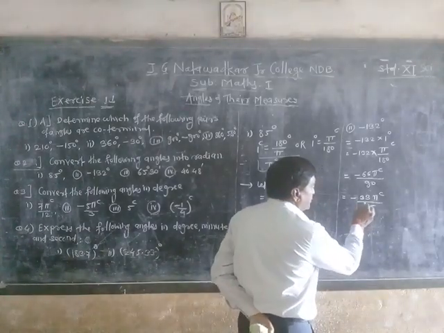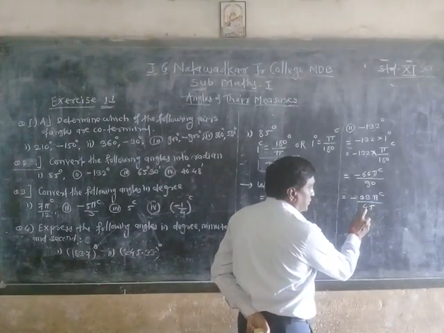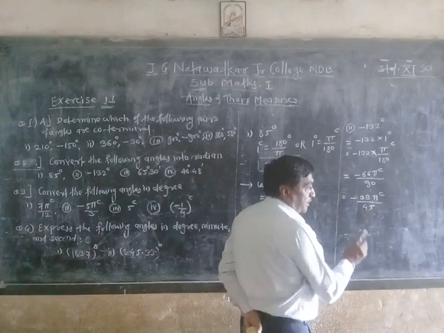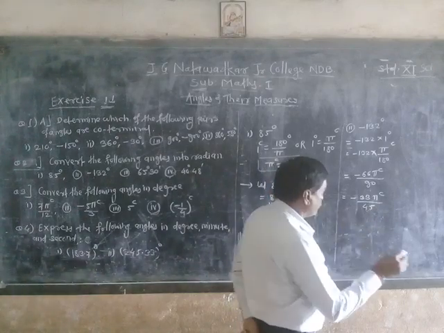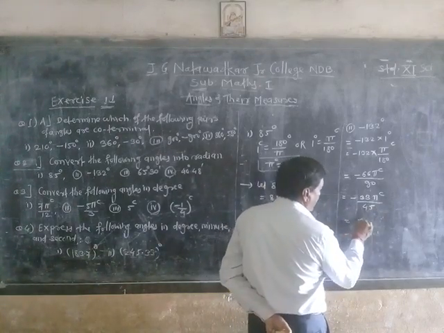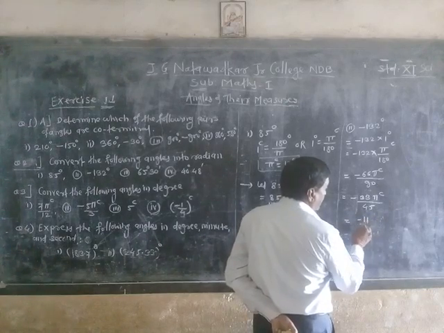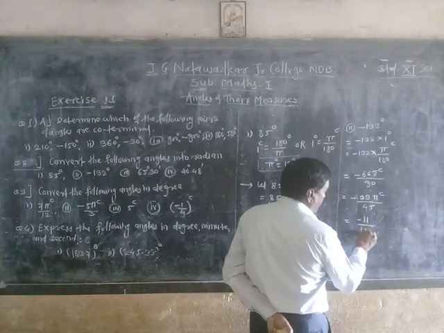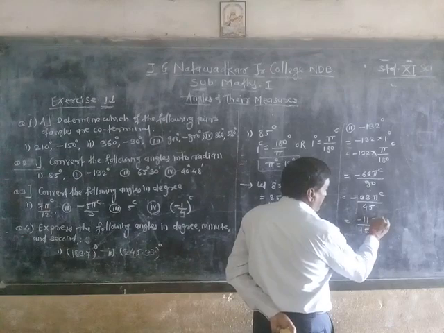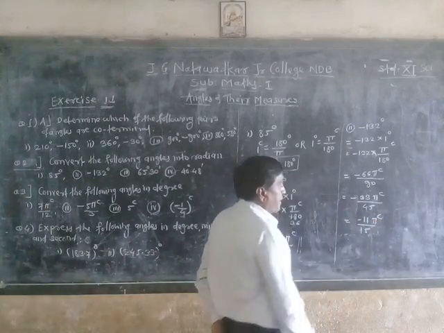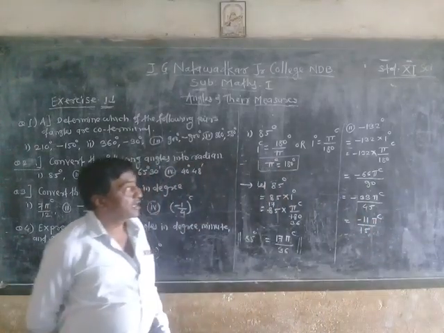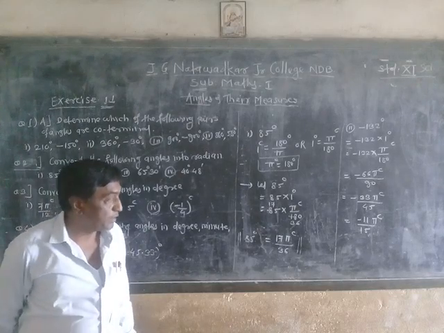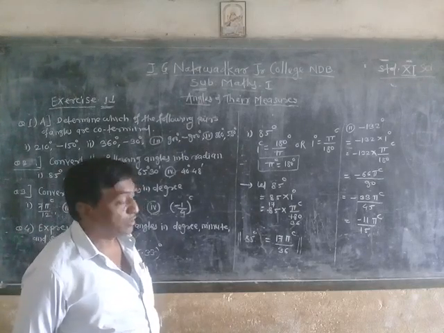After the test of 3, see that 3 plus 3 is 6, and here 4 plus 5 is 9, which means it is also divisible by 3. So I will divide it by 3: minus 33 divided by 3 is 11, and 45 divided by 3 is 15, multiplied by pi radians. And therefore this is the final answer: minus 132 degrees equals minus 11 pi upon 15 radians.